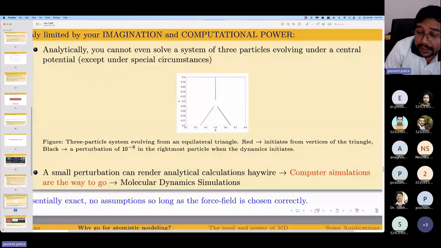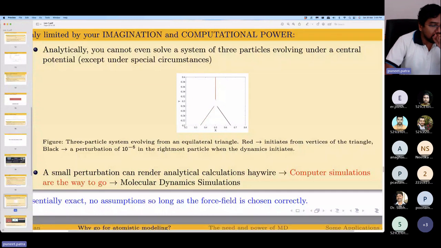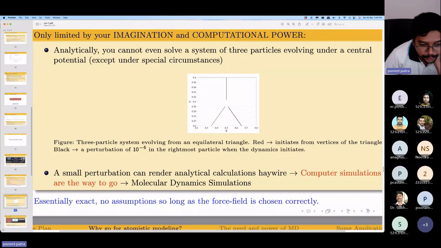But these computer simulations have an issue. The issue is they take a long time for the results to come. I'll tell you how much time it usually takes in the next lecture. But the advantage is the method of molecular dynamics is essentially exact, and there are no assumptions involved so long as the force field is chosen correctly.